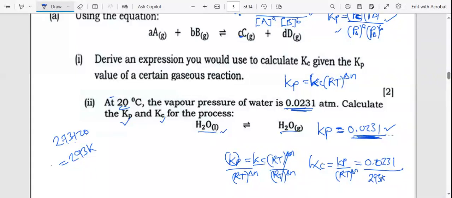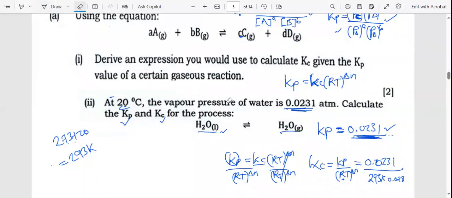293 times, we have now the value of R. We always use 0.0... what is the value we use? I've forgotten. Okay, let me think about it. It's 0.028. No, it's 0.082. Okay, 0.082. It should be that gas value, the value of R. Let me think about it.